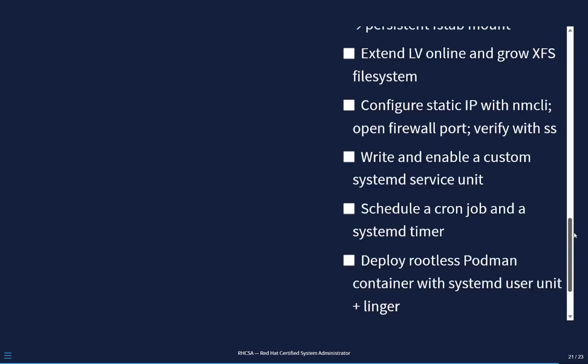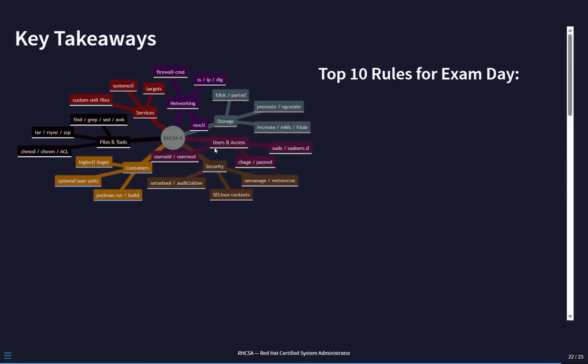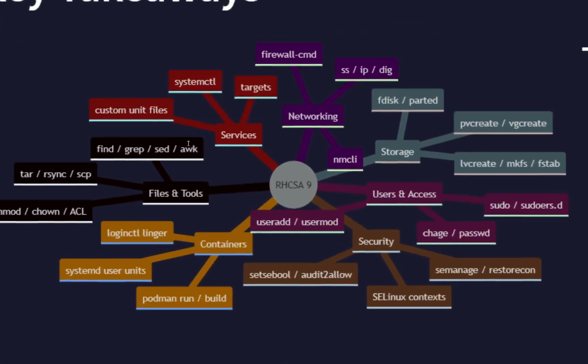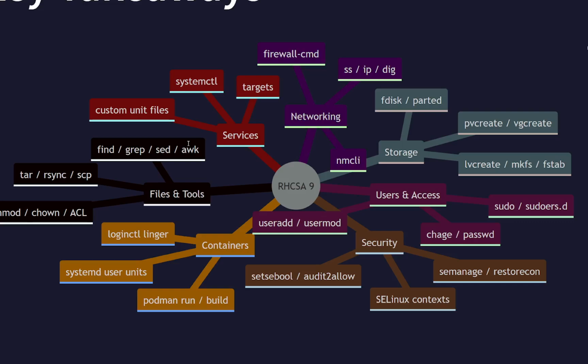Next, the mind map shows the complete RHCSA skill tree. 7 domains, all interconnected. SELinux touches every other domain. Networking underpins services, SSH, and containers. Storage underlies everything you mount.